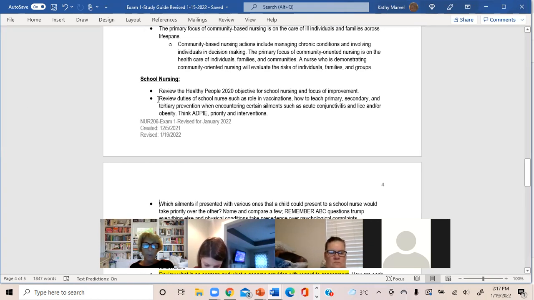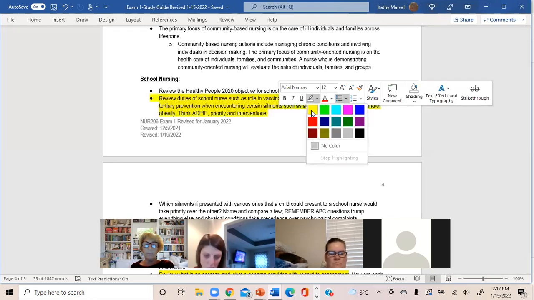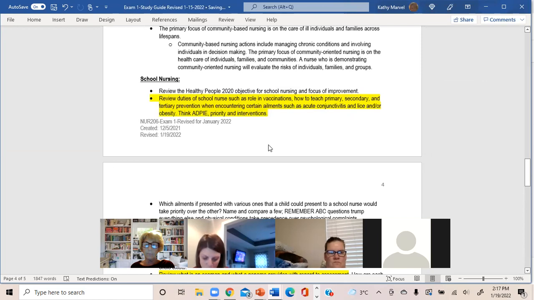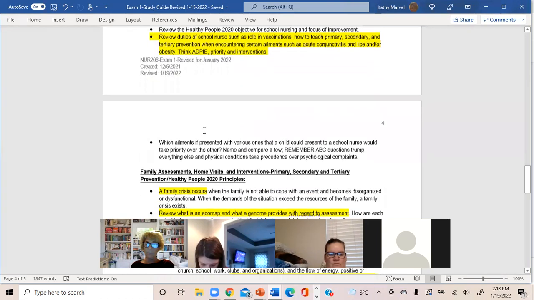Here's your discussion question this week. That's why we had you do teaching plans. If you've already done it, you know this, but if you haven't, that's why we want you to do teaching plans with whatever 3 common childhood ailments you picked, right? Because we want you to start thinking about prevention. What's primary, what's secondary, what's tertiary?